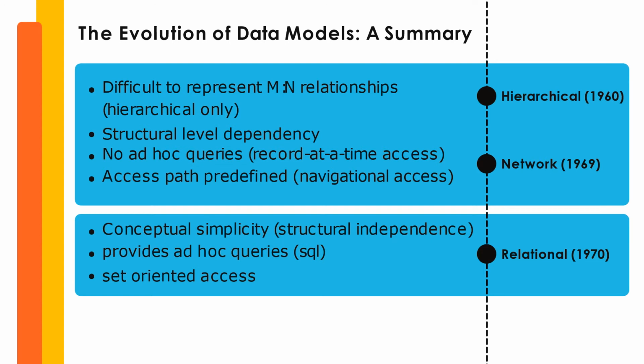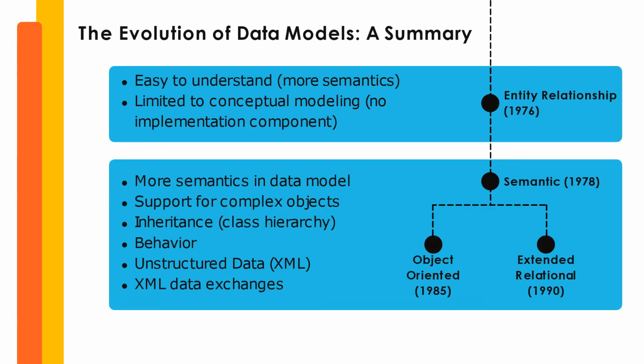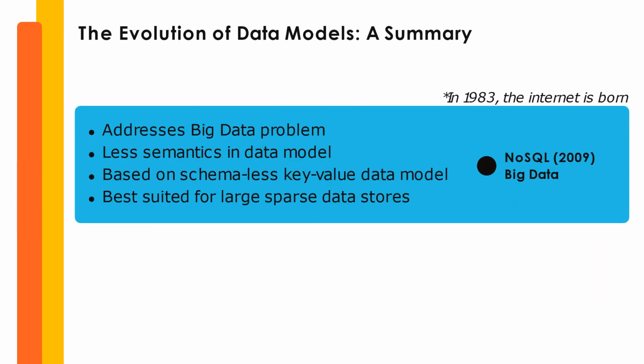We can see each of the data models with the year to which they were introduced and some of the concepts that we have discussed along the way. We can see that hierarchical data model was introduced in 1960, network data model in 1969, relational data model in 1970, entity relationship data model in 1976, semantic model in 1978, which gave rise to the object-oriented model in 1985, and the extended relational model in 1990. And lastly, the introduction of NoSQL databases in 2009 to handle the big data problem.